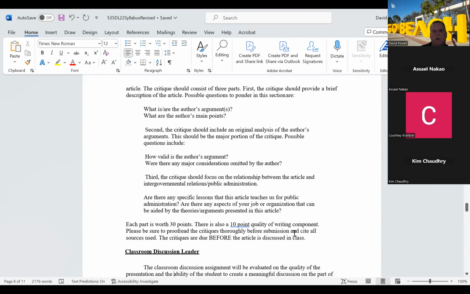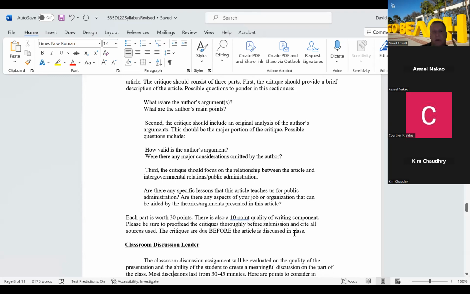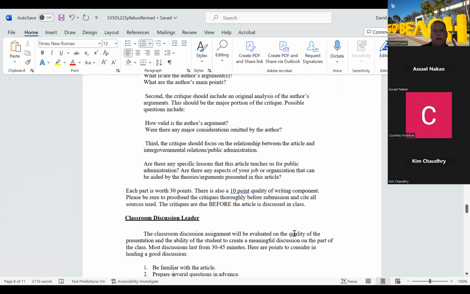Each critique is worth 100 points. Each of those 3 parts is worth 30 points, then a 10-point quality of writing component. So make sure to thoroughly proofread the critique before submitting it. I am asking that you do use some outside resources. Again, just a handful, 2, 3, 4, but make sure they're high quality outside resources from peer-reviewed journals like Publius or journals such as that. And then make sure that you cite everything appropriately using APA 7th. And the article critiques, as we said before, are due before we are scheduled to discuss the article in class. So we've got 2 of those article critique assignments.